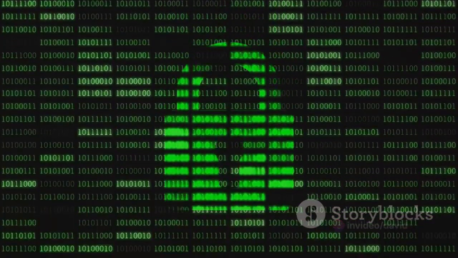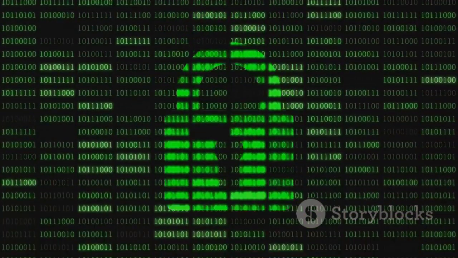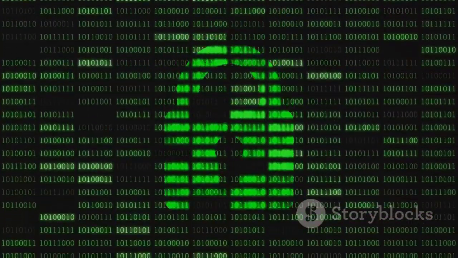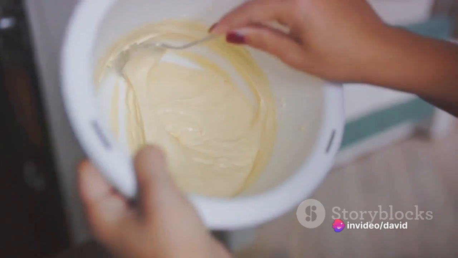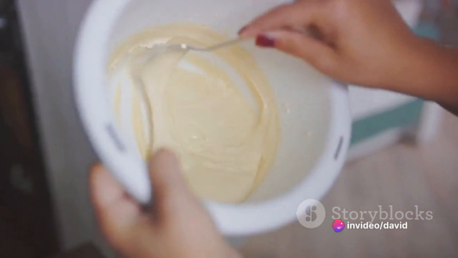These models are deterministic. That means, given the same inputs, they'll always spit out the same results. It's like baking a cake. If you follow the same recipe with the same ingredients, you'll always get the same cake.